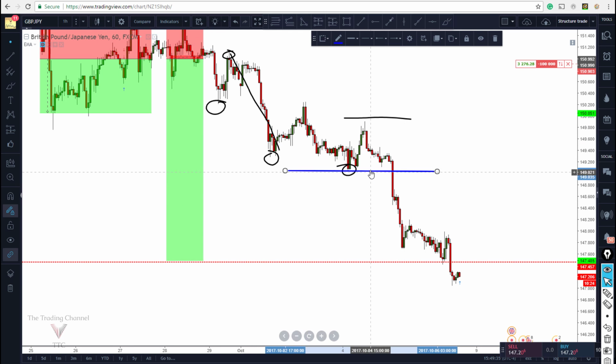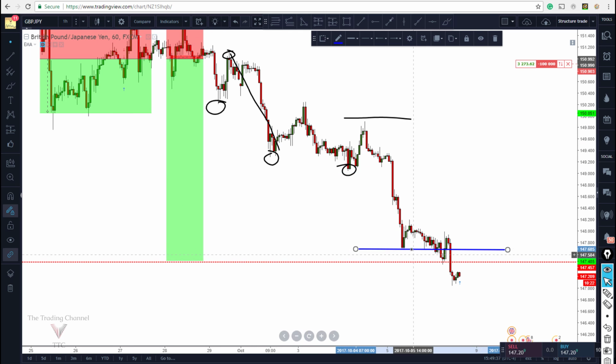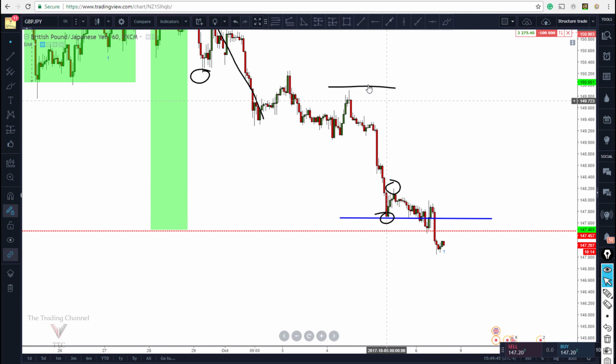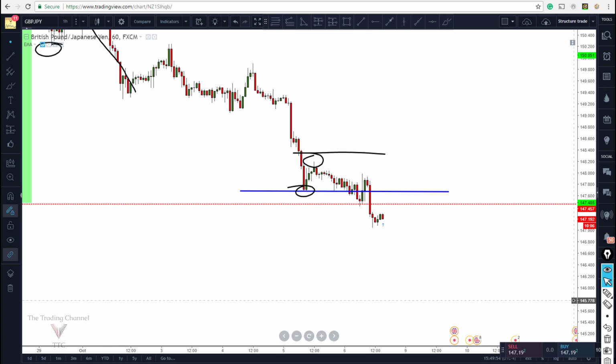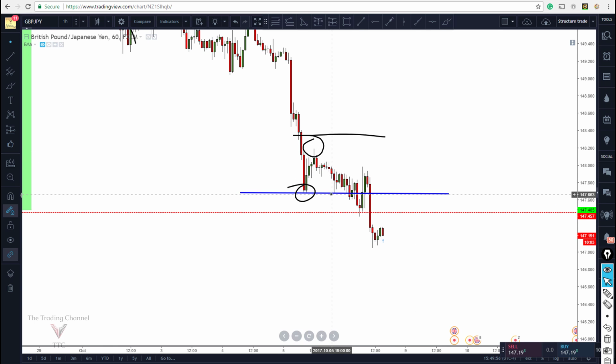Now we wait for a little pullback. Once we get the pullback, we have a support level here, and we're waiting for the break and close below that support level. When we get it, what do we do? Move the stop loss down to right above the highest resistance level after that break. Now again, guys, I'm going to continue to do this just so it makes more sense to you, and hopefully you're starting to get it by now.